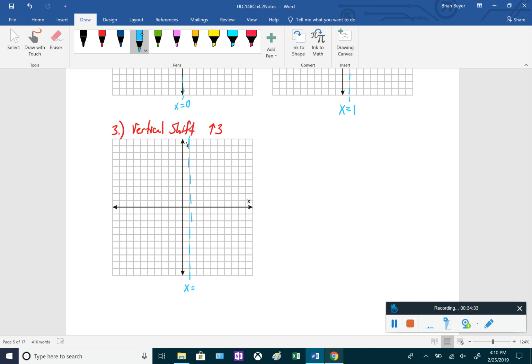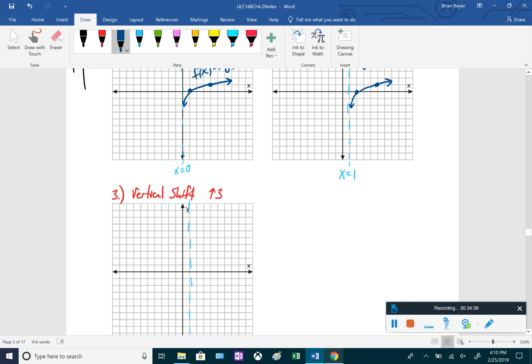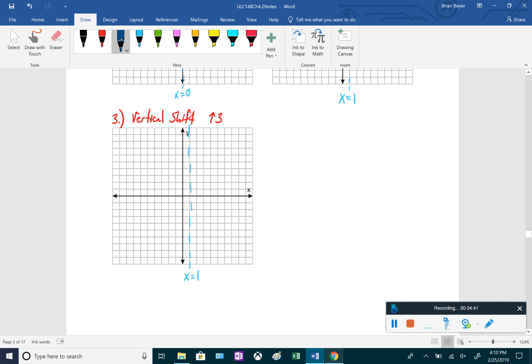The vertical asymptote's not going to move because that doesn't move for moving up. And we're moving those 2 points from the previous graph up 3 units. So we're going to get something like, I believe something like this. And connect them, and we get our g of x, which is 3 plus log base 4 of x minus 1.